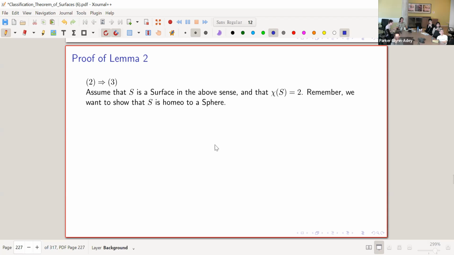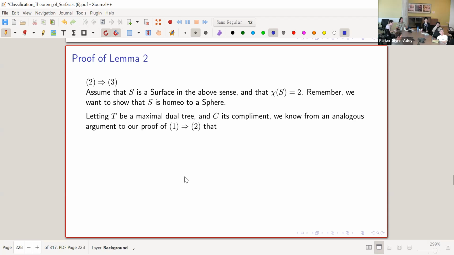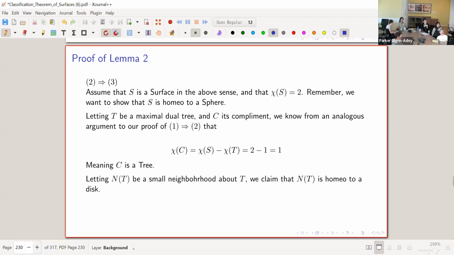Okay, so now we're going to prove 2 implies 3. Let's assume that S is a surface in the above sense and that chi of S is equal to 2. And we want to show that S is homeomorphic to a sphere. So letting T be our maximal dual tree and C be its complement, we know from an analogous argument to our proof that 1 implies 2 that, again, we have this equality. And remember, the Euler characteristic of S is equal to 2. That's what we're assuming here. And T is a tree, and we also proved all trees have Euler characteristic 1. So we must have 2 minus 1, which is equal to 1. So that must mean the complement is a tree.